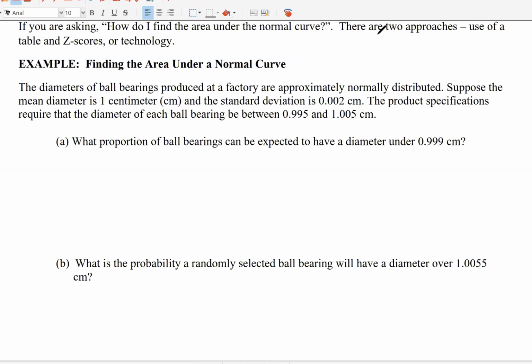So here's the gig. X is the diameter of the ball bearing, and we're told the diameter of the ball bearings is approximately normal, so we draw that curve. We're told that the mean is 1, and the standard deviation is 0.002. So that would make this value 0.998 at that inflection point, and this one 1.002, 1 standard deviation on either side of the mean.